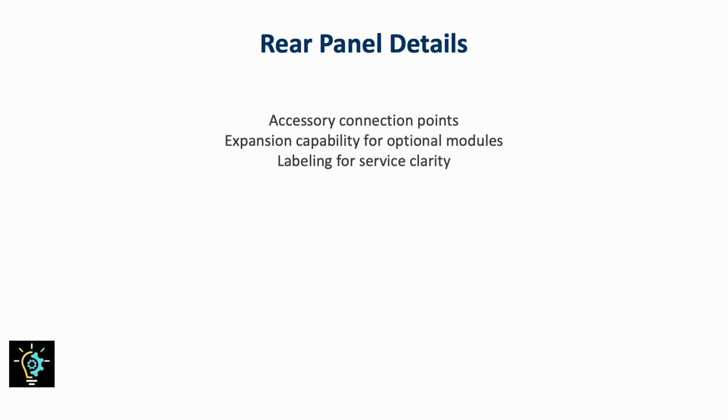If you take a closer look at the rear, you'll notice how modular the PB980 design is. There are accessory connection points that allow expansion, like adding optional modules. The labeling is clear, which is no small thing. When you're servicing equipment under pressure, well-marked ports reduce the chance of mistakes. This modularity means the system can be adapted to different environments without a full redesign.